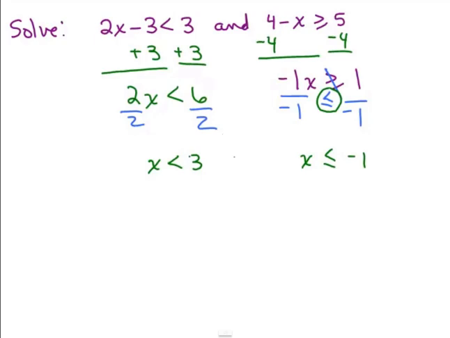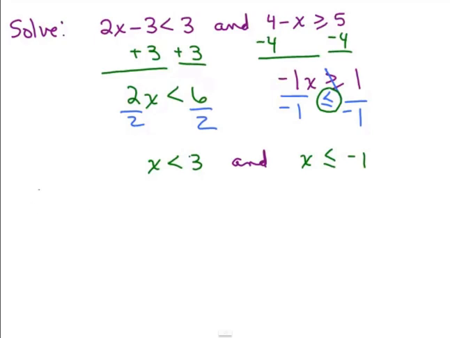And this was "and," right? So we want numbers that are less than 3 and also less than or equal to negative 1. So first of all, just think about that. What do you think the answer is going to be? You want numbers that satisfy both of those inequalities.